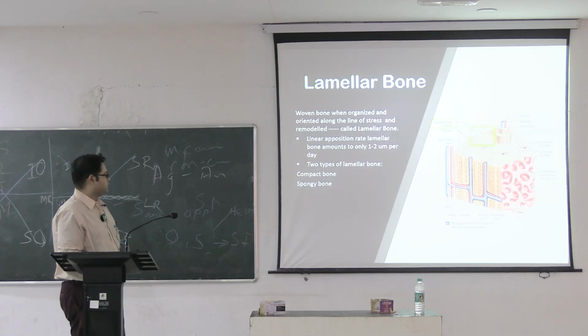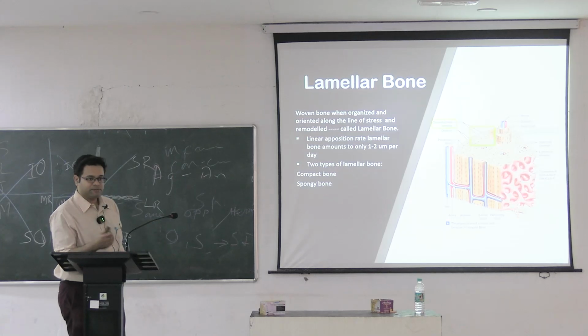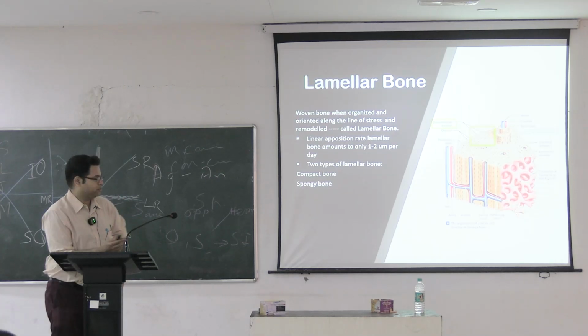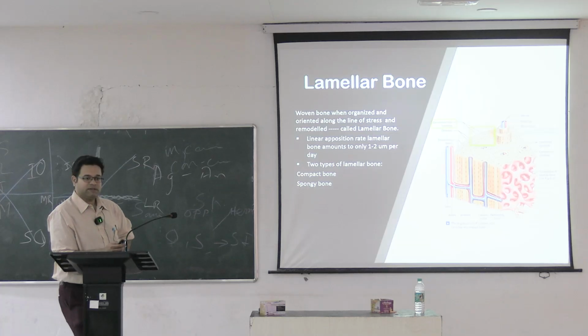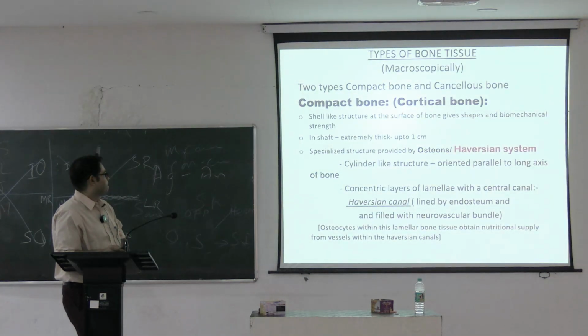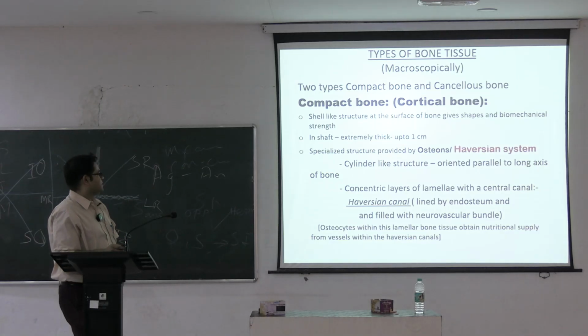Now, even in lamellar bone, there are two types that we can see macroscopically. Macroscopically is something that we can see with our eyes. Whenever you see a bone in front of you, you can see two types of bone. First there is compact bone and there is spongy bone, like you have seen in anatomy classes. Compact bone or the cortical bone is a shell-like structure at the surface of the bone which gives shape and biomechanical strength.